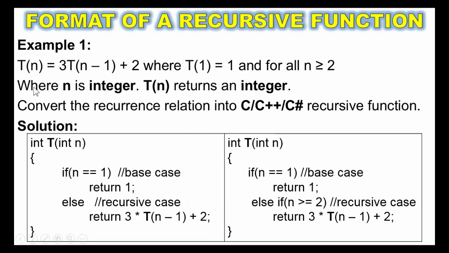The function t of n is equal to 3 multiplied by the function t of n minus 1 plus 2 is the recursive case. So we write else return 3 multiplied by the function call t, the argument n minus 1, plus 2. There is another solution where we write else if n is greater than or equal to 2, based from the given for all n is greater than or equal to 2. And those are the solutions.